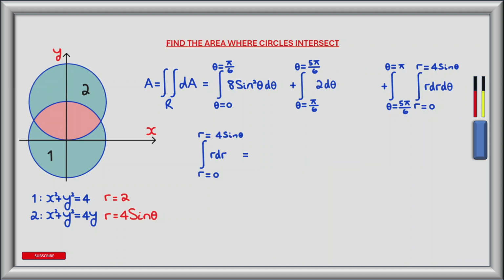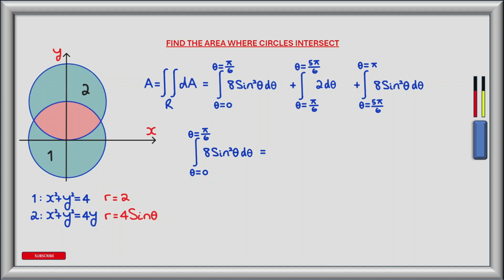And in the third of the inner integrals, we want to integrate between r equals 0 and r equals 4 sine theta, r dr. Using the power rule, we find that the antiderivative of this is r squared divided by 2, and we need to evaluate this for values of r between 0 and 4 sine theta. If we plug in these values for r, we get an answer of 8 sine squared theta.